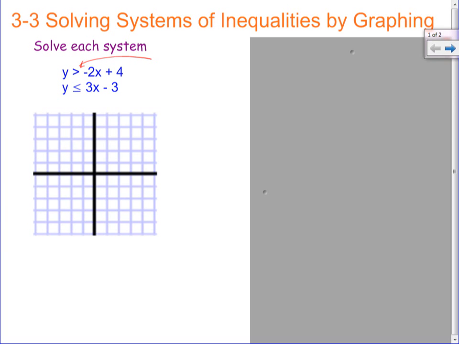What is that symbol right there going to tell us? Two things. Above and no dotted line. Yes. So we're going to shade above, and it's dashed, or a dotted line.